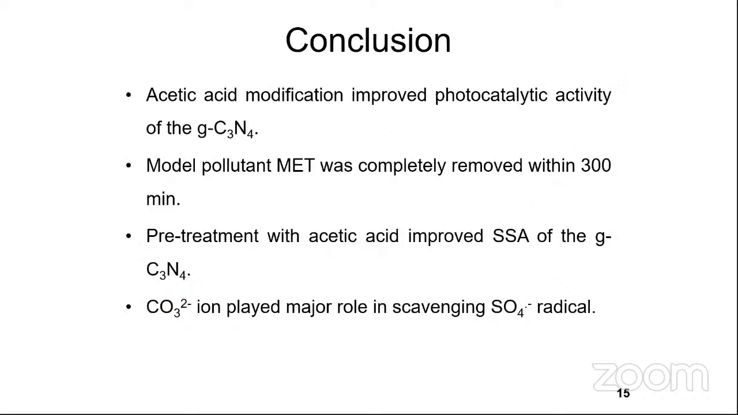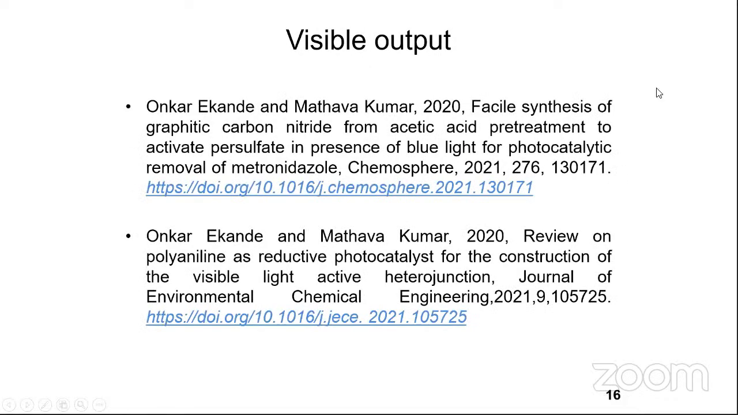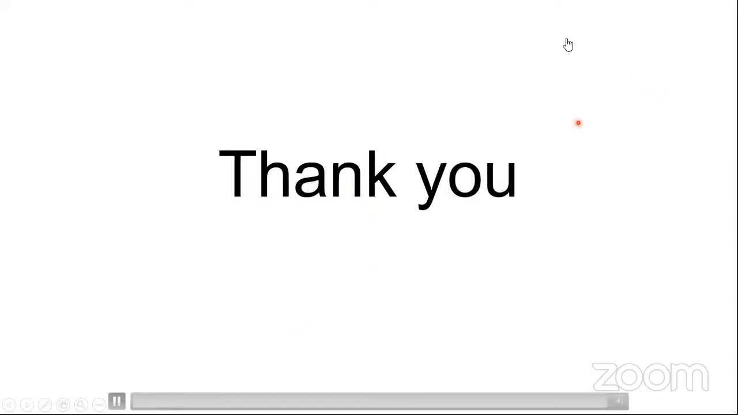So the conclusion is that acetic acid modification improved the photocatalytic activity of carbon nitride, where the model pollutant was completely removed within 300 minutes. As I am saying completely removed, it is the parent compound, not all the metabolites. Pre-treatment with acetic acid improves the specific surface area, which helps to improve the activity of the carbon nitride. And carbonate played a major role in the scavenging of sulfate radicals. So these are the key outputs. Thank you.